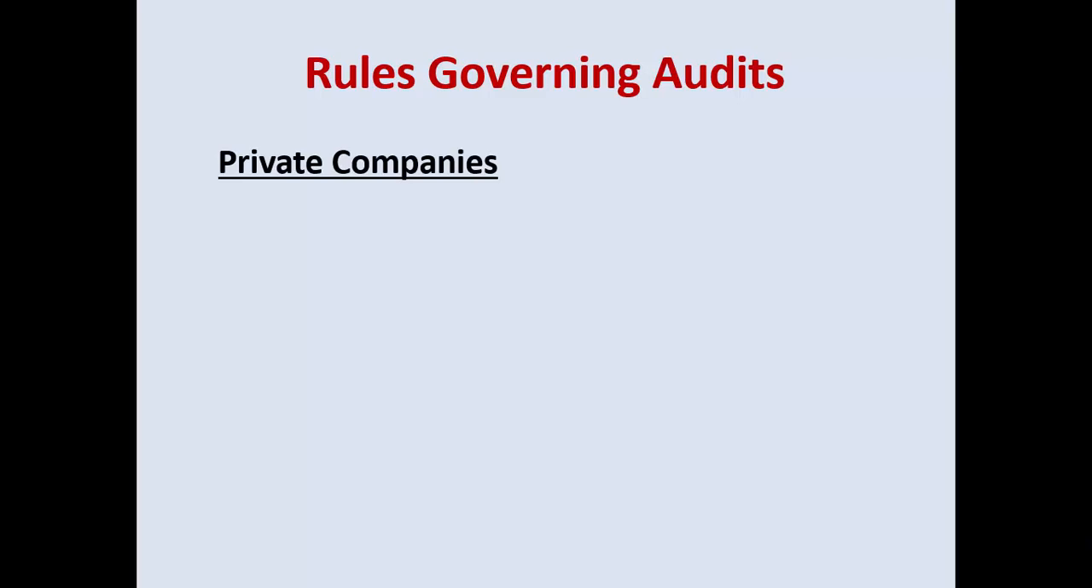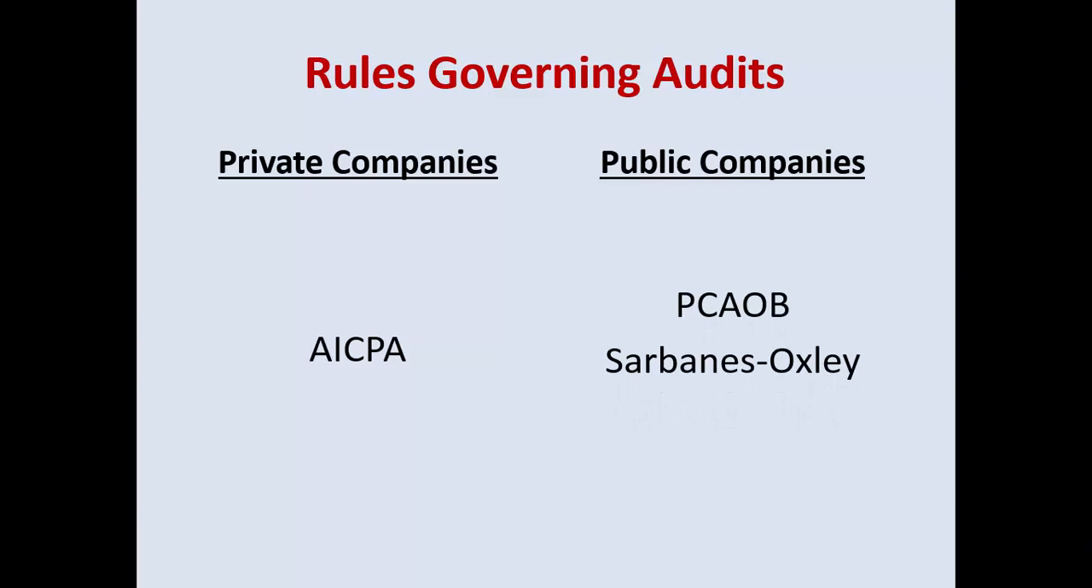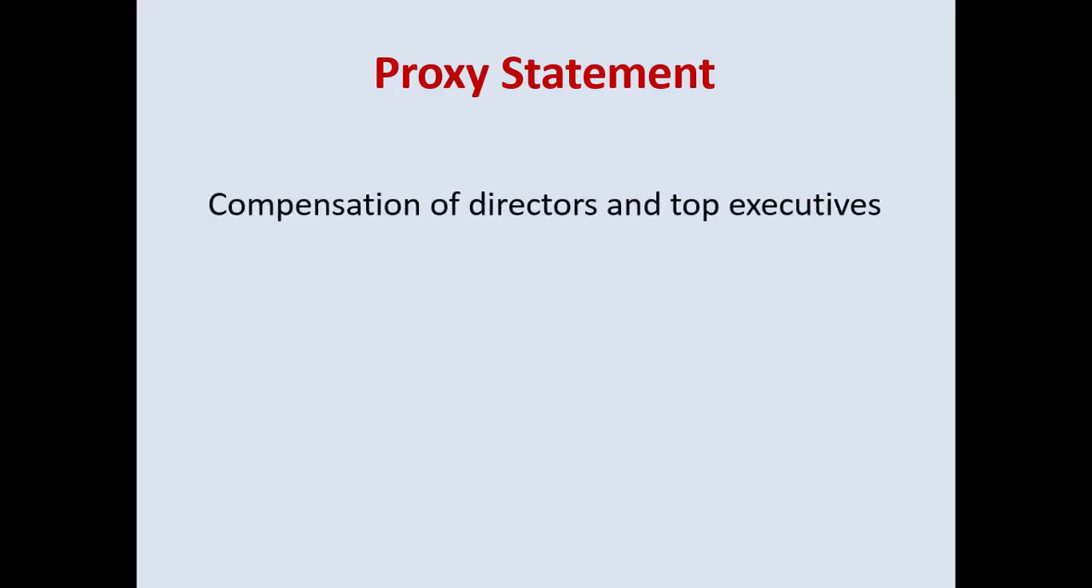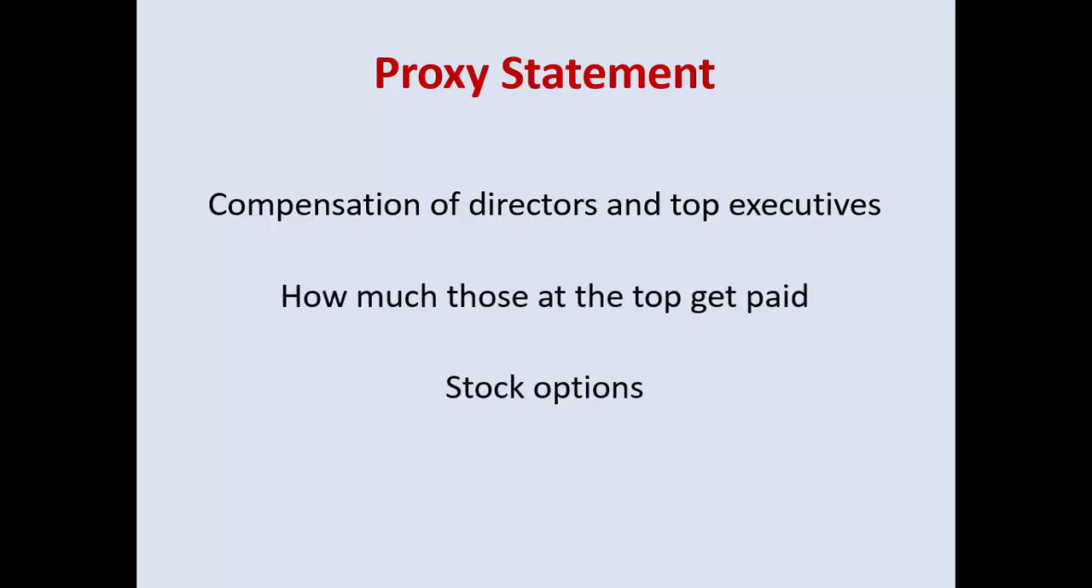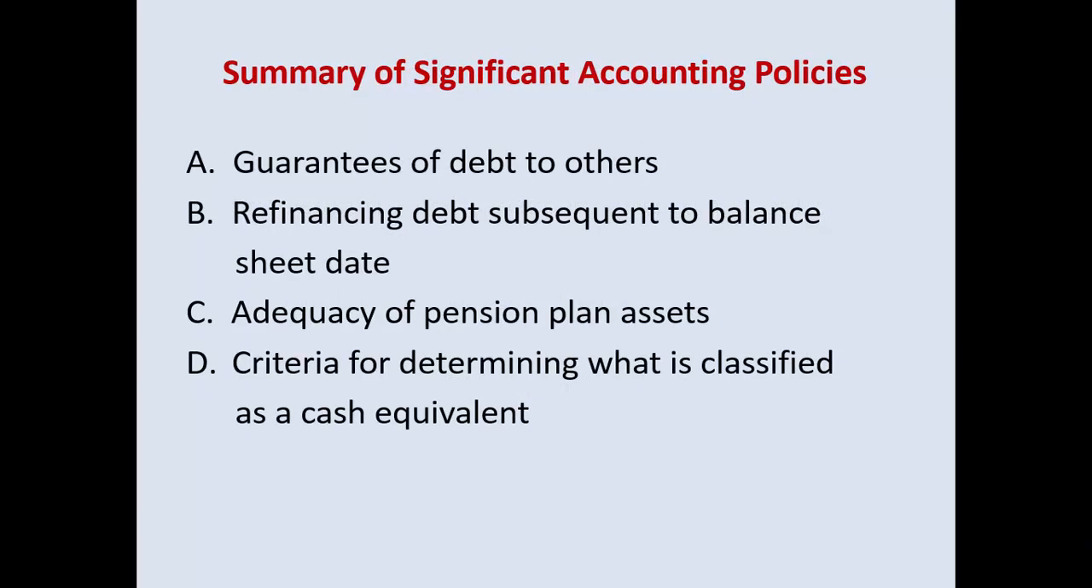There are specific rules governing audits. If you're dealing with a private company, the AICPA sets the audit rules. If you're dealing with public companies, the PCAOB and Sarbanes-Oxley govern those rules. It's the Public Company Accounting Oversight Board. The proxy statements, finally, the last part of your disclosures. This reveals compensation of directors and top executives, how much of those at the top are getting paid. Are there stock options or other compensation? This needs to be disclosed. It's important information if you're investing in a corporation. You need to know that.